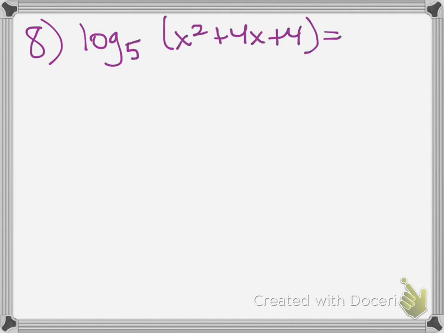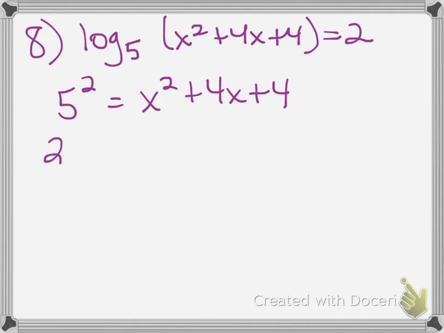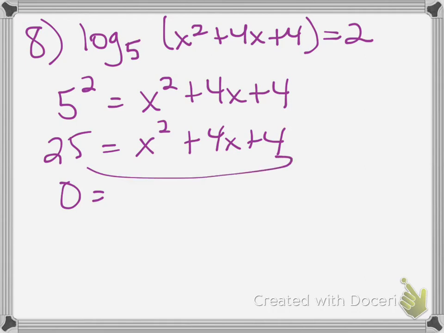Moving on to number 8. I have log base 5 of x squared plus 4x plus 4 equals 2. So that means I'm going to have 5 to the second power equals x squared plus 4x plus 4. 5 squared is 25, so I have 25 equals x squared plus 4x plus 4. You guessed it, you're going to have to factor and solve. So I'm going to have to move everything over to one side.